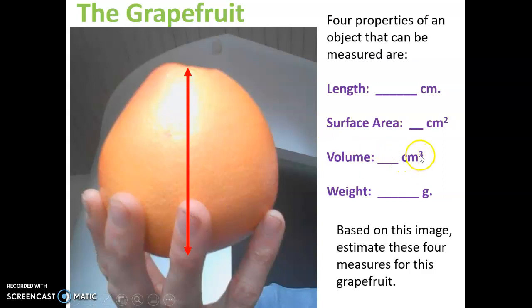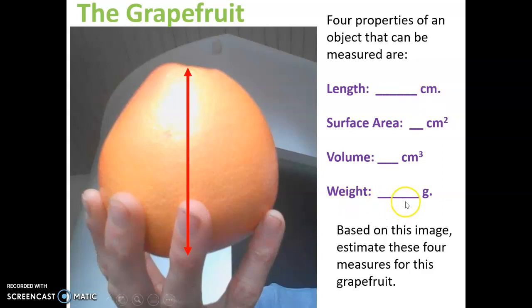Volume is in centimeters cubed. In that case, you're thinking of little cubes inside the grapefruit, and the length, width, and height of the cube are all 1 centimeter. So how many little cubes can fit in there? So again, your basic measure will be the length, and from there you can start thinking about how many squares wrap around it and how many cubes fit inside it for volume.